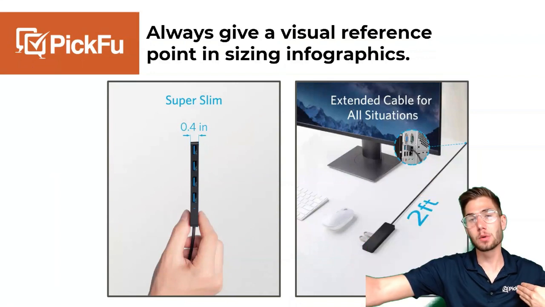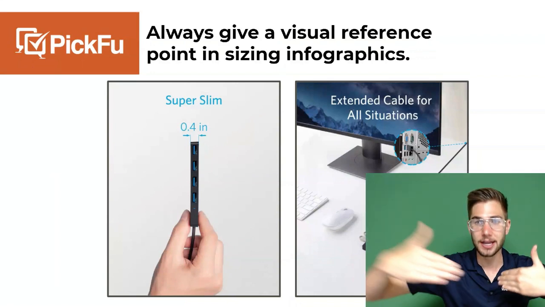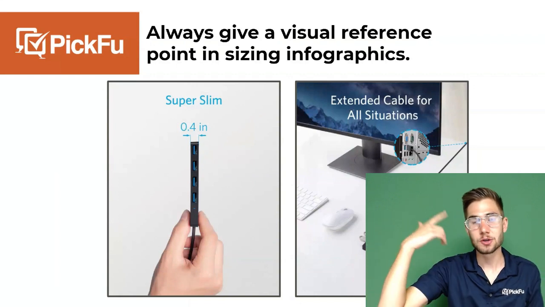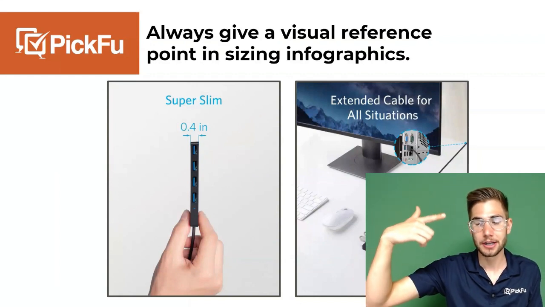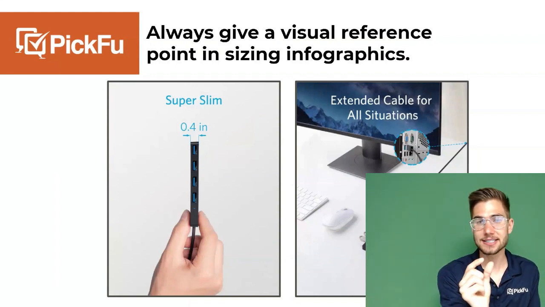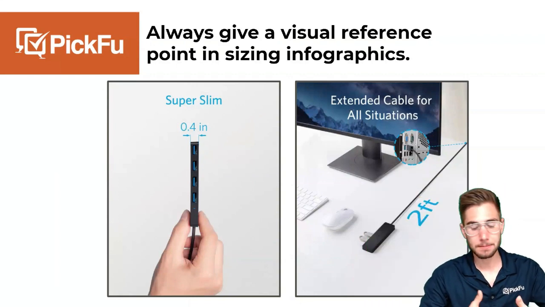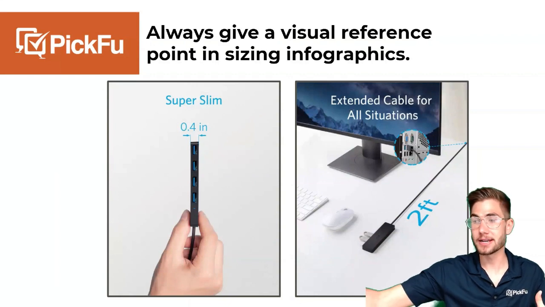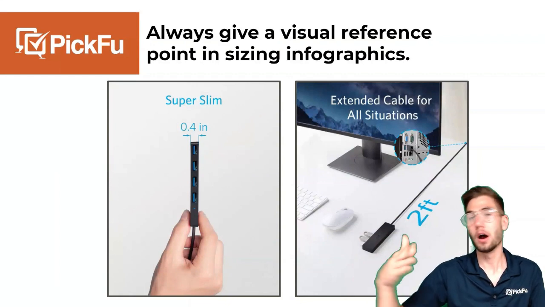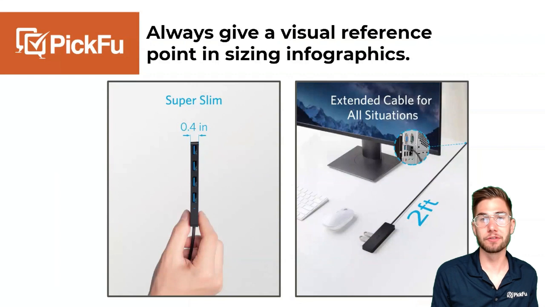2 feet means much more if I'm showing it in relation to, okay, that's a pretty long desk. And so now, again, having the customer check off the boxes in their head, you can say something's 0.4 inches, but if I show how slim it is, it's like, okay, I'm thinking about putting this thing in my pocket. It'll fit. Oh, I'm thinking about using this cable on my desk or on my nightstand, and it's far away. Okay, cool. This is going to be suitable for my needs.